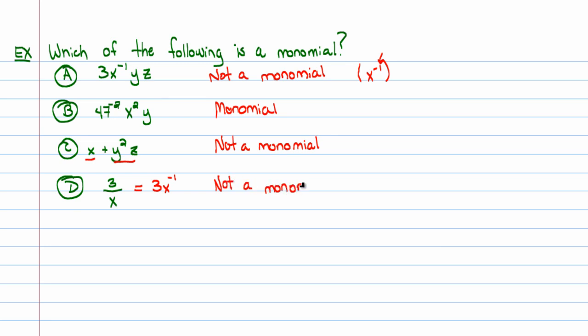So a very important thing to remember is that you cannot have variables in denominators to be a monomial, and you'll find that that is true also: you can't have a variable in a denominator to be a binomial, trinomial, or a polynomial.